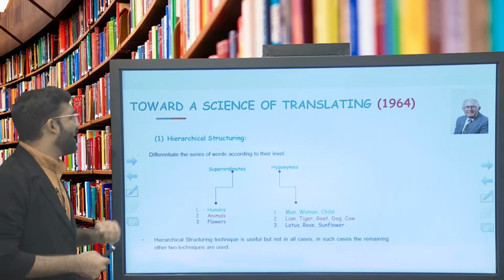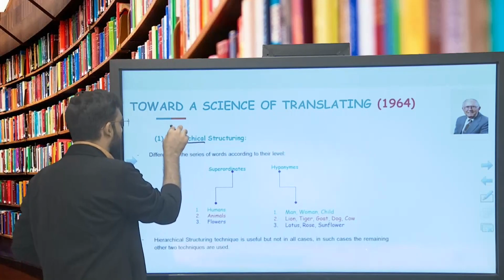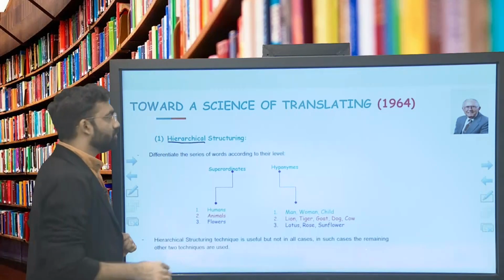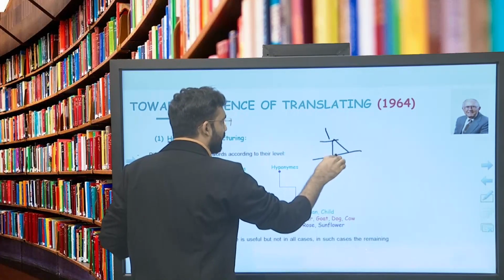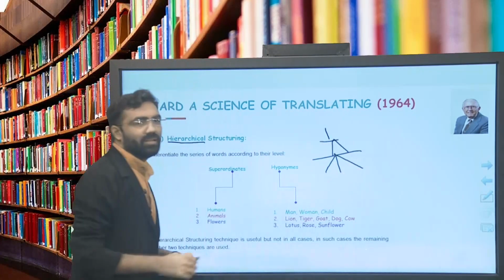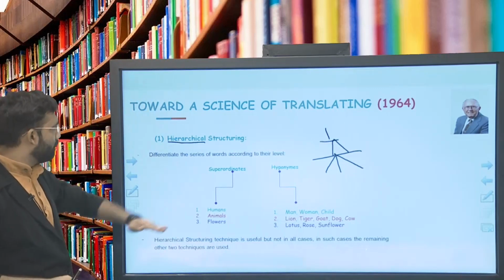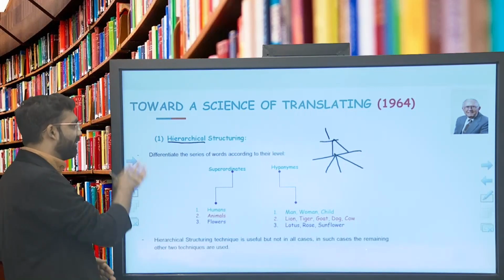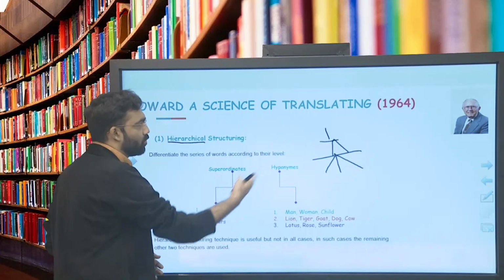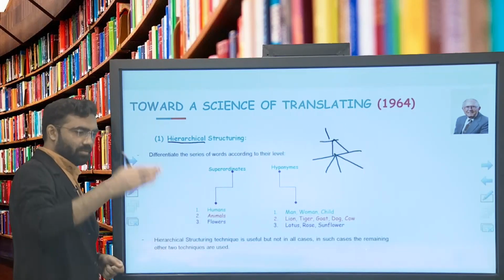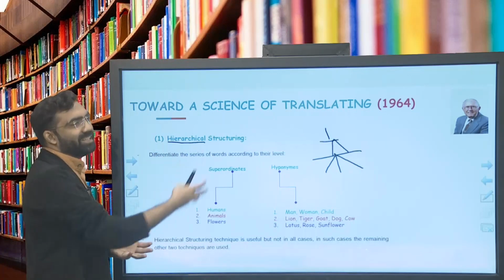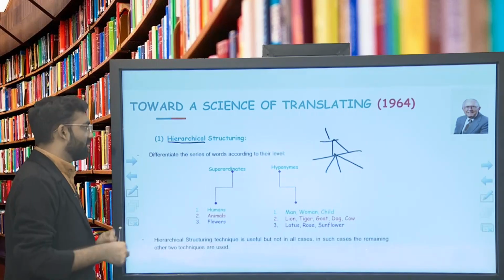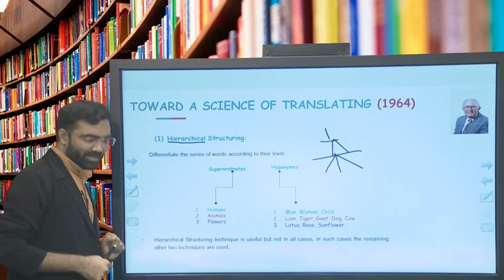What do you mean by hierarchy? Hierarchy means it can be divided into 1, into 2, then into 3. Like hierarchy, there is a pattern. So you differentiate the series of words according to their levels. Minimal, maximal, and more than that. So the first technique is hierarchical structuring.